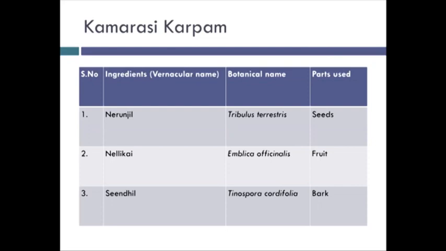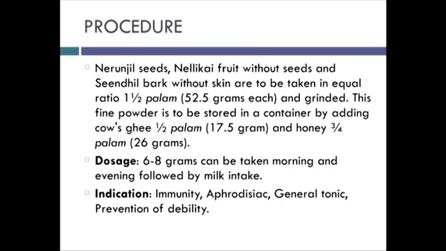The first one is known as Neringil, with the botanical name which I've given here for easier understanding, Tribulus terrestris. The part used is the seeds. Nellikai is also known as Emblica officinalis, and the part used is the fruit. And Sindil here is Tinospora cordifolia, and the part used is the bark. Next slide, please. Now, we're going to see about the procedure.